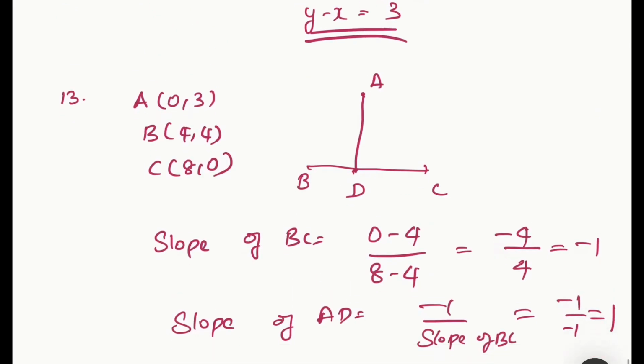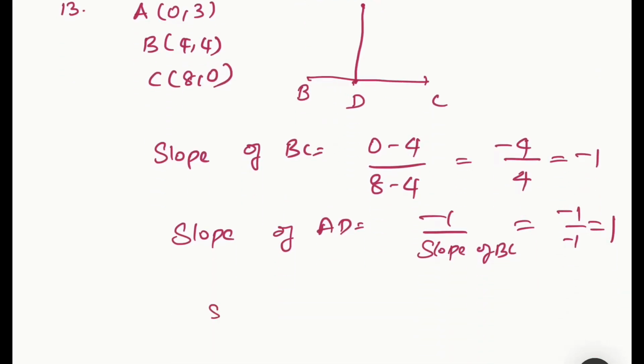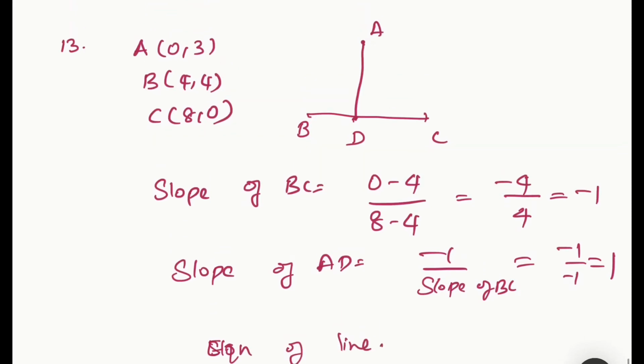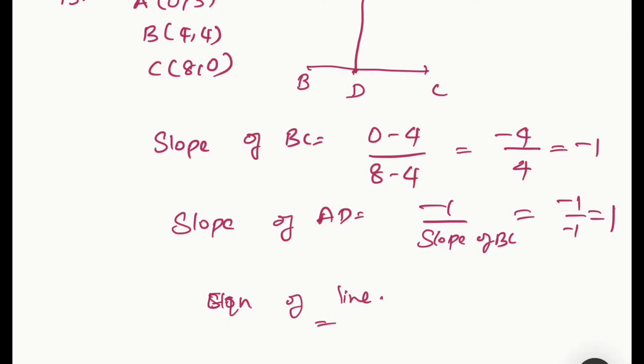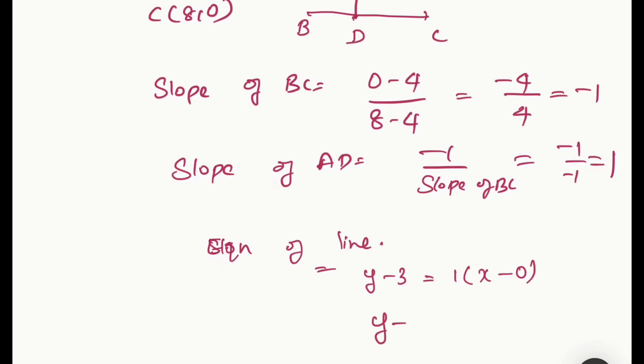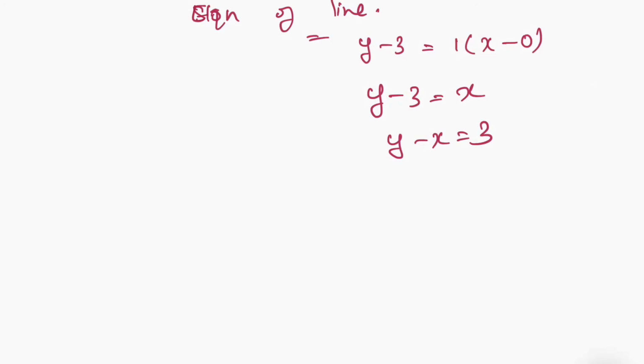So what is the point A we have? Equation of the line to be found will be what? Equation of the line will be y minus 3 equal to m into x minus 0. So what do you get? y minus 3 equal to x. So y minus x is equal to 3. Hope it's clear, children. So the 14th question is similar to what we have done.